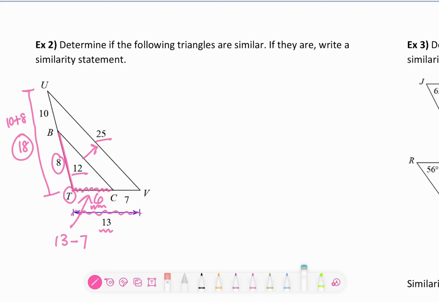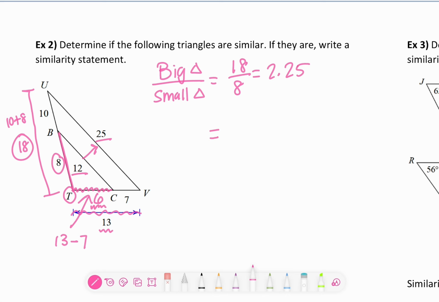If you want to do everything from the bigger triangle, that would be the outside numbers. That would be 18 and 25 and 13. Just be consistent. So for me, I'm just going to put everything in the big triangle on top and the small triangle on the bottom. So I could start with 18, which corresponds to 8. I'm going to divide that, see what I get. So 18 divided by 8, I'm checking in my calculator, is going to give me 2.25. And then I'm going to do it again. I'm going to go next to 25 over 12.